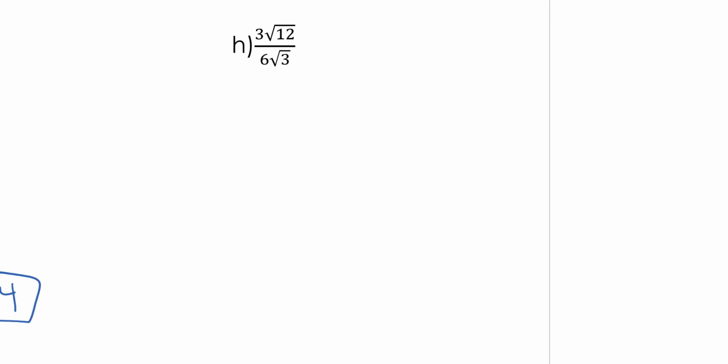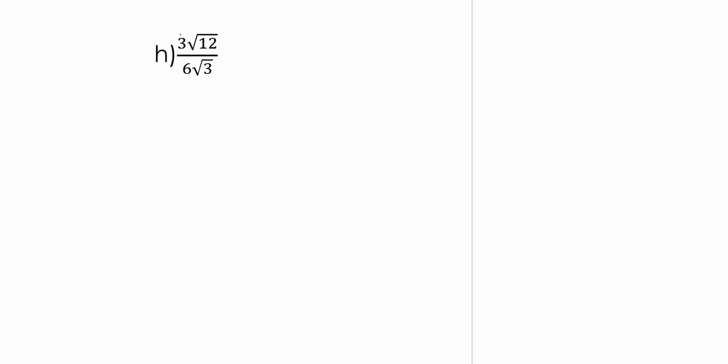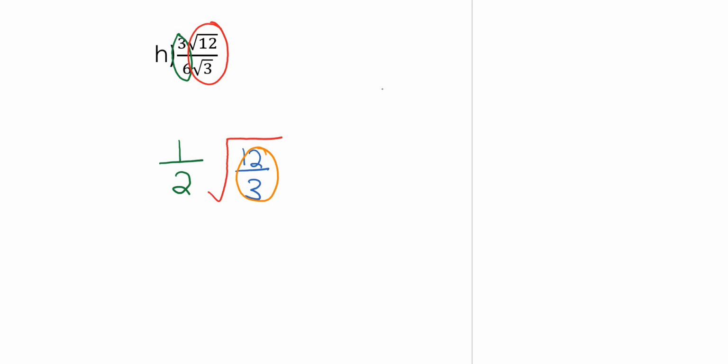Okay, let's move on to letter H here. For letter H, 3 over 6 is going to be 1/2, so we're taking care of the numbers on the outside. And then root 12 over root 3. Let's write that as a bigger radical. And let's just have 12 over 3. And 12 over 3 is going to be 4. And root 4 is going to be 2, right?